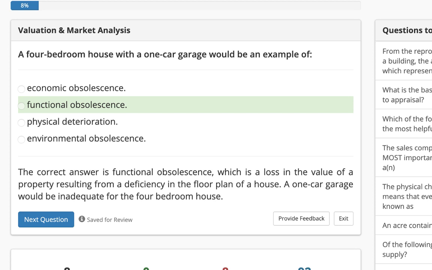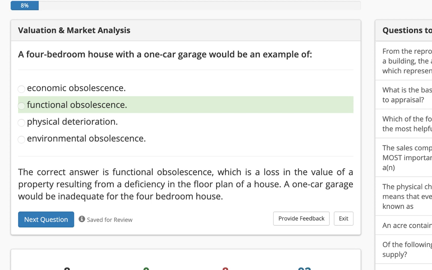Freeway being built near your home, says Aurora. Less jobs in the area, says Simple. That's also a great one. Blighted neighborhood, that's a great one as well. Crime increasing in the neighborhood. So those are all great examples of economic obsolescence.